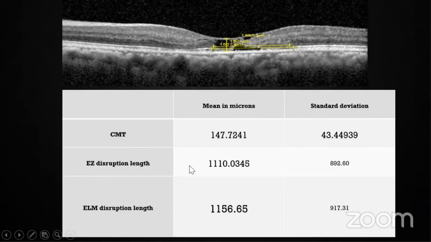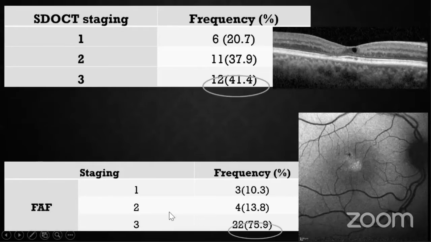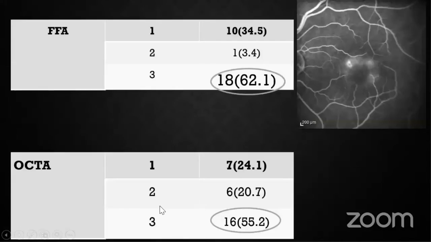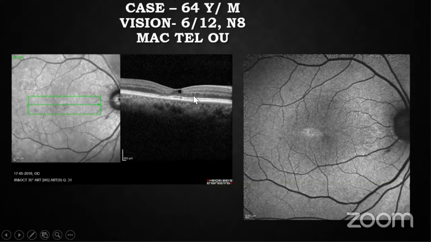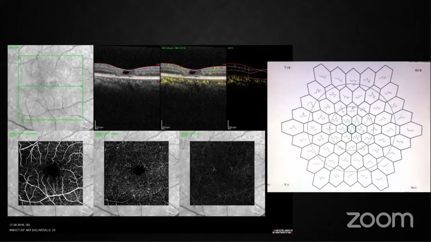We also measured the EZ disruption length and ELM disruption length and compared it with MFERG. On SD-OCT and FAF, stage 3 was most common. On FFA and OCTA also, stage 3 was most common. So this is a representative case with grading on OCT, that is grade 1, temporal involvement. On FAF, it is grade 2. And on FFA, again, it is temporal involvement. On OCTA, it is grade 1.